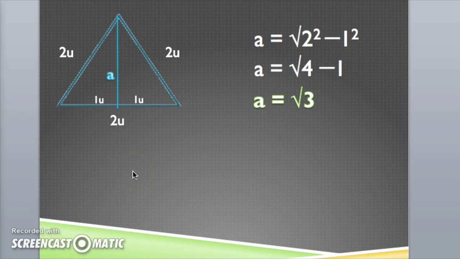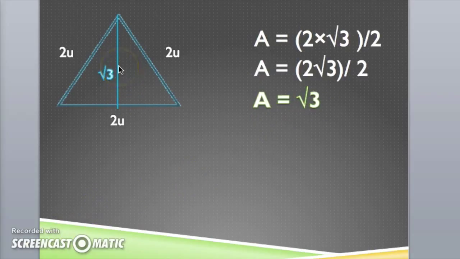For getting the area of a triangle, we need to multiply the base times the height and divide it by 2. Since we don't have the height, we need to get it using the Pythagorean theorem. And we got an equation of A equals the square root of 2 squared minus 1 squared. A equals the square root of 4 minus 1. And finally, A equals the square root of 3.